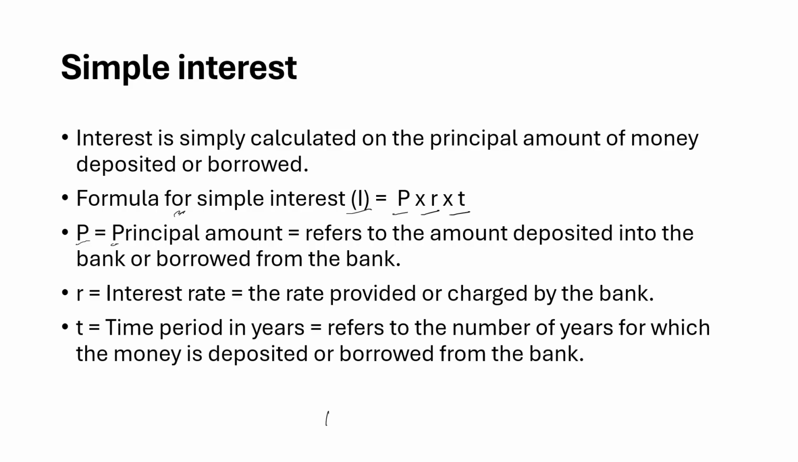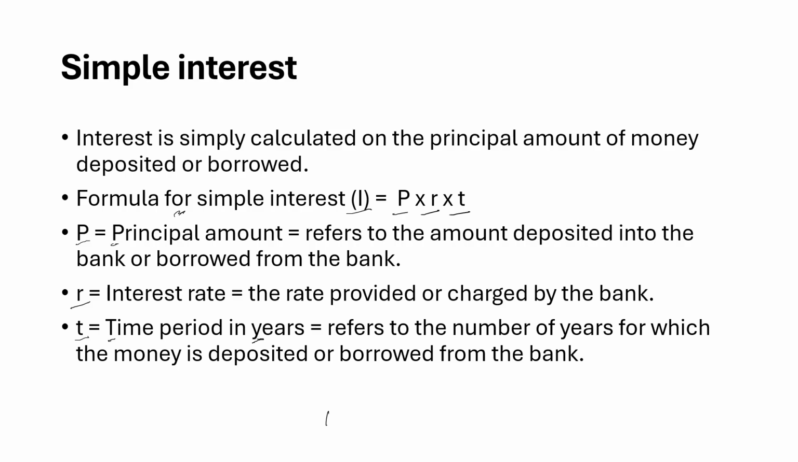R stands for rate of interest, or the interest rate. It is the rate provided or charged by the bank. It will be in percentage: 4%, 6%, 7%, 9%. Okay, then the third one is T. T is the time period, and this time period will be in years, which means it refers to the number of years for which the money is deposited or borrowed from the bank.